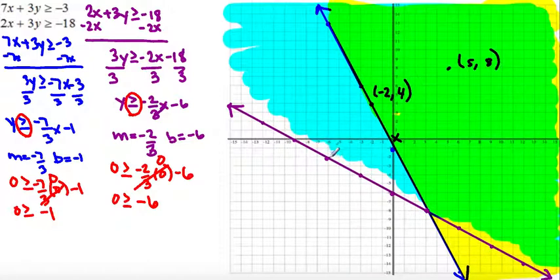So for example, like this point right here, negative 6, negative 2 is not a solution because it's not in the green area. It has to be in the green area, so it's not a solution.